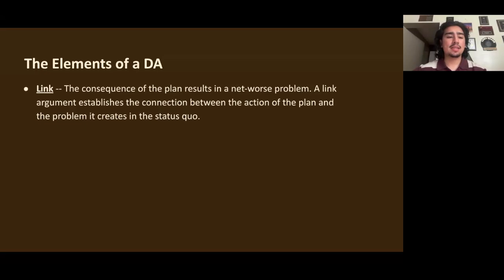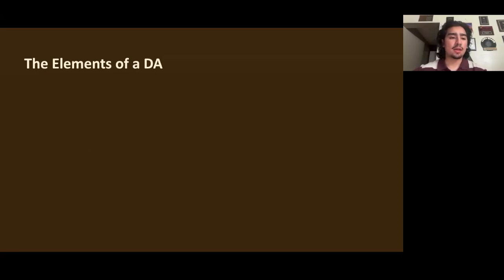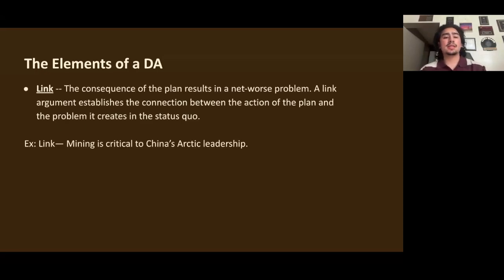Next part of a disad in the 1NC is going to be the link argument. The link argument just says that the consequence of the plan results in a net worse problem. A link argument establishes the connection between the action of the plan and the problem it creates in the status quo. So this disad is focused on Chinese soft power. We need to link that to the affirmative. Just for reference, I'm talking about a deep sea mining affirmative that increases deep sea mining in the Arctic.